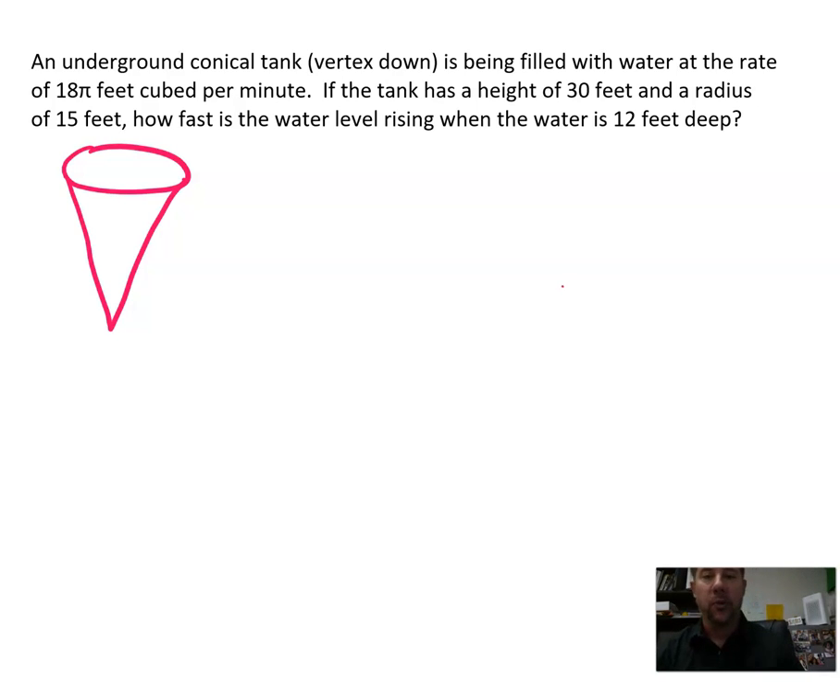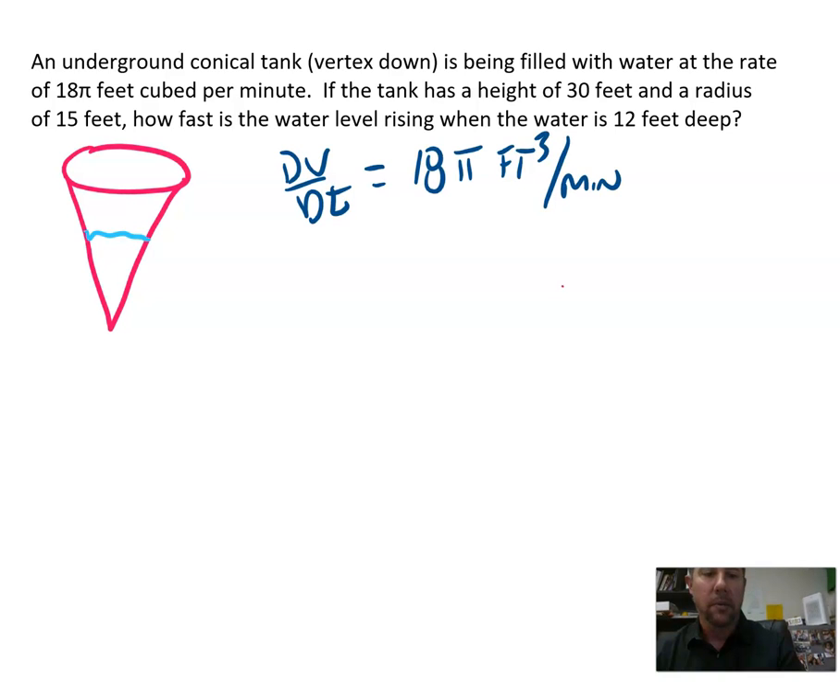It is being filled with water. Let's make the water blue. Why not? It's being filled with water, right? At a rate of 18 pi cubic feet per minute. All right, so again, that would be something that's changing. So that is dV/dt. The volume is changing, at 18 pi feet cubed per minute.